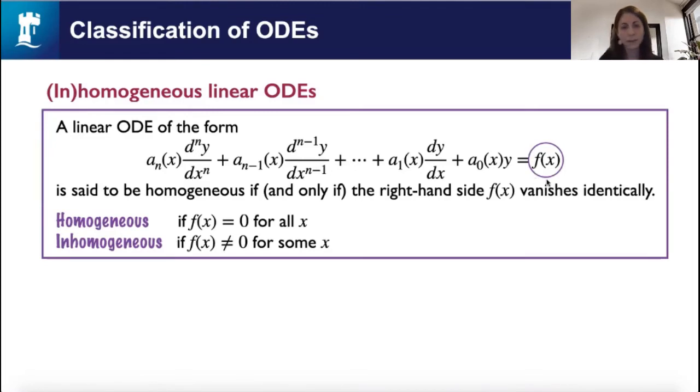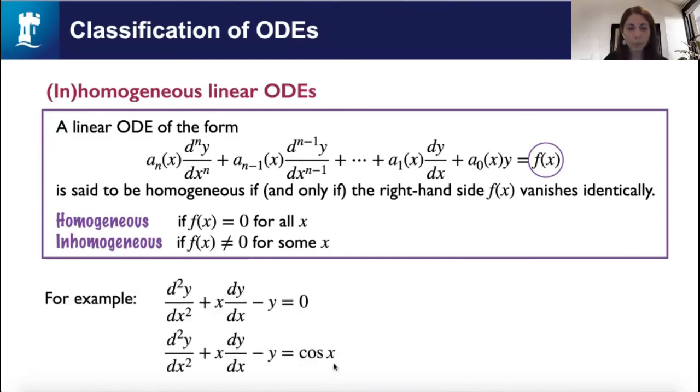So if the function on the right-hand side, which only depends on x, is 0 for all values of x, then the equation is homogeneous. And if it's non-zero for some value of x, then we say that it's inhomogeneous. Note here that to find this right-hand side function, we need to take to the right-hand side all the functions that depend on x, and keep on the left-hand side everything that involves y and its derivatives.